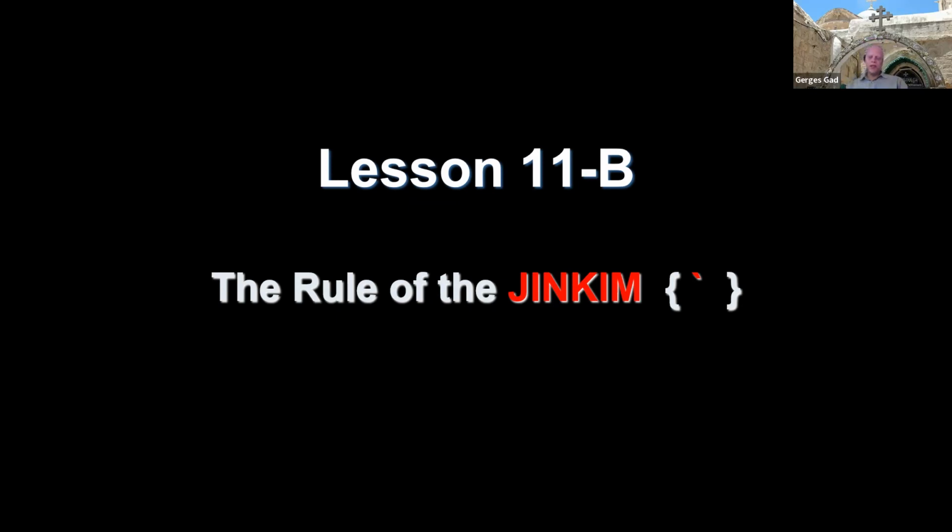So last time, we learned about the Coptic vowels: Alpha, E, Eta, Iota, O, Epsilon, U. There were seven vowel letters, and we started to read some short phrases. Today, we want to cover the rule of the Jinkim.